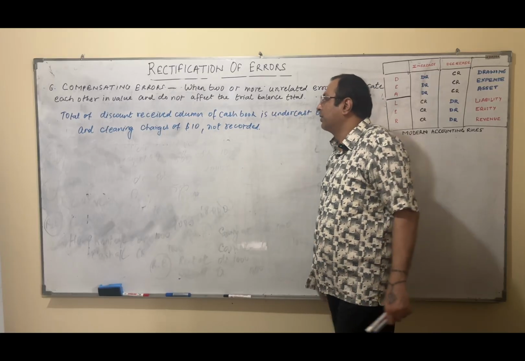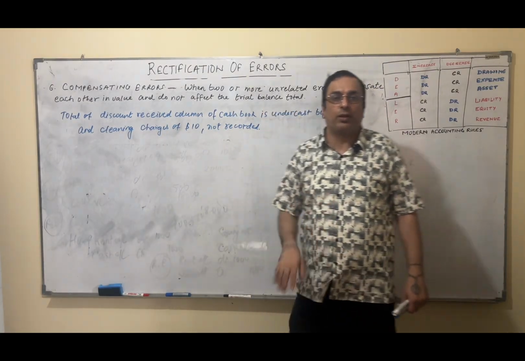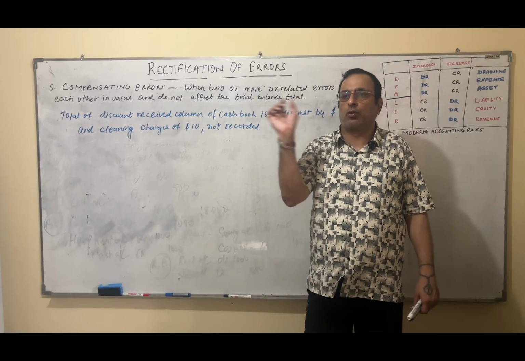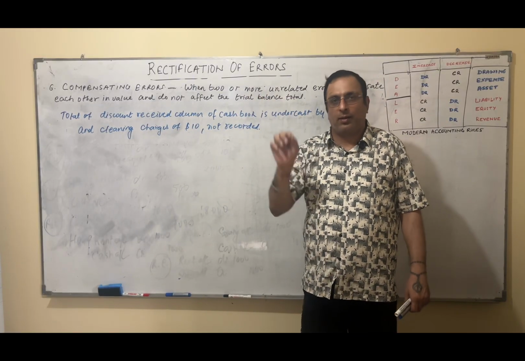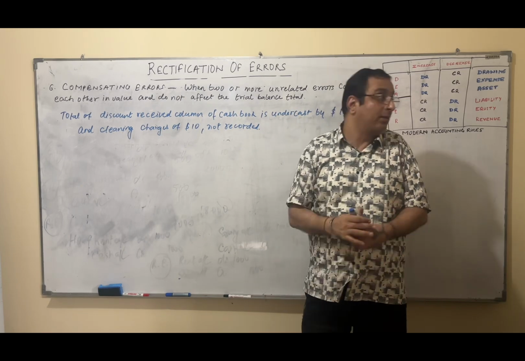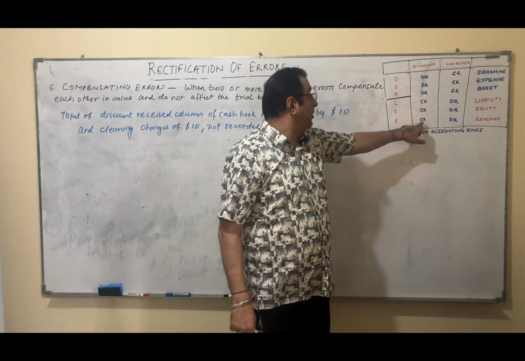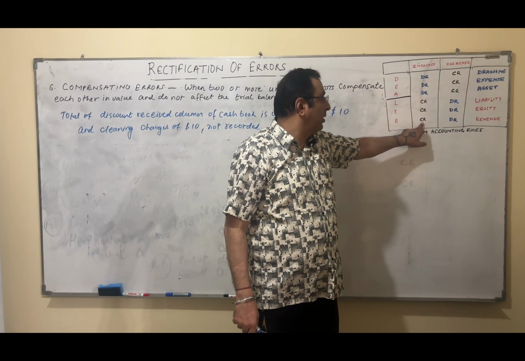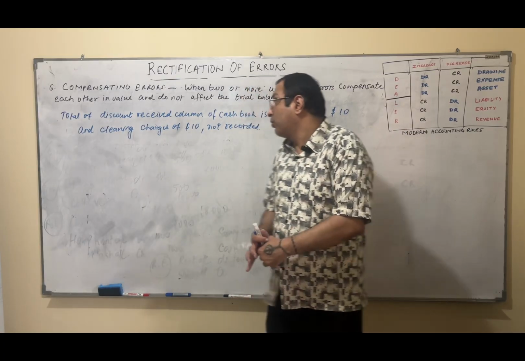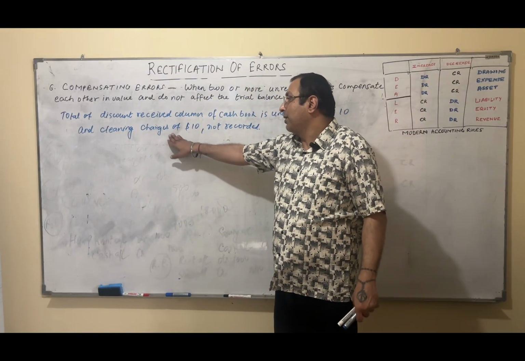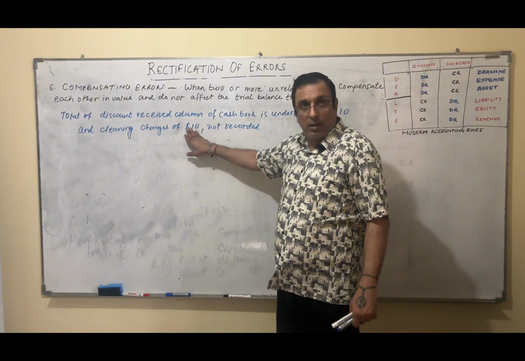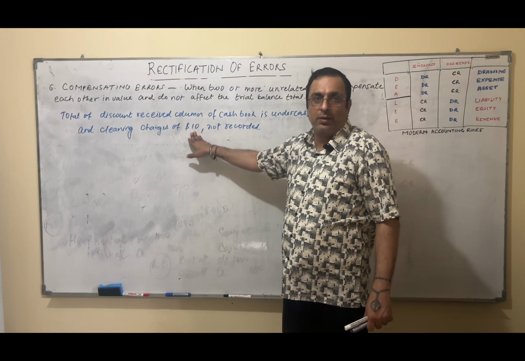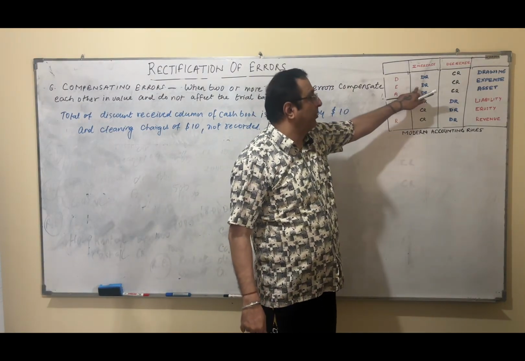Now let us see how we deal with this. Whenever we forget to record anything or we undercast it, we record it. Suppose the total of any account is short. I have to fill that shortage, right? And discount received is income. Income increase is always credit, right? Credit is short. I have to record $10 in credit side. And cleaning charges are expenses. Expenses incurred, but I have not recorded, omitted. Expense increase is always debit, right?